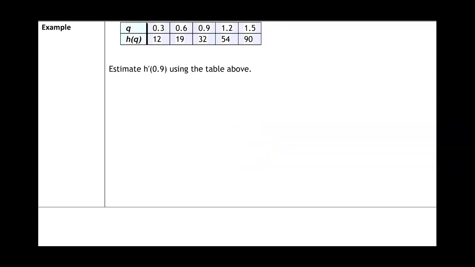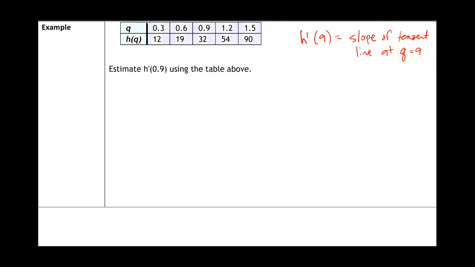Finally, we want to estimate h prime of 9 using the table above. So remember, h prime of 9 is going to be the slope of the tangent line at x equals 9. Or in this case, it's h of q. So at q equals 9. Our input variable is q.